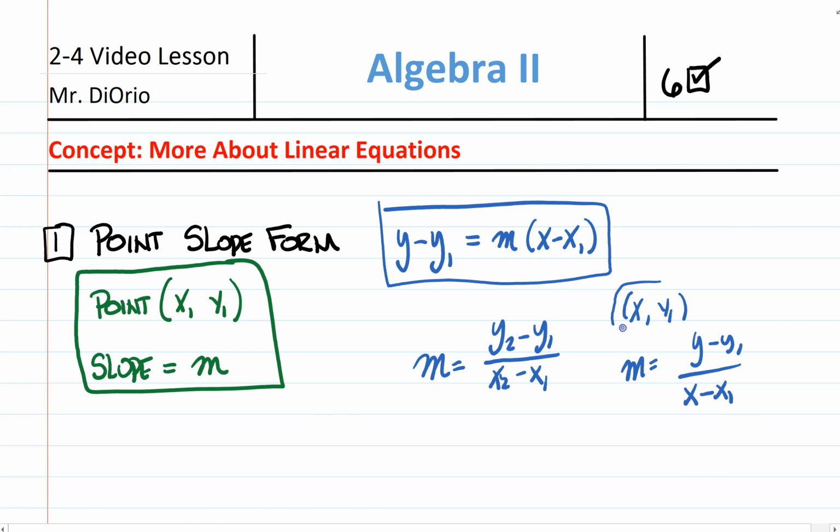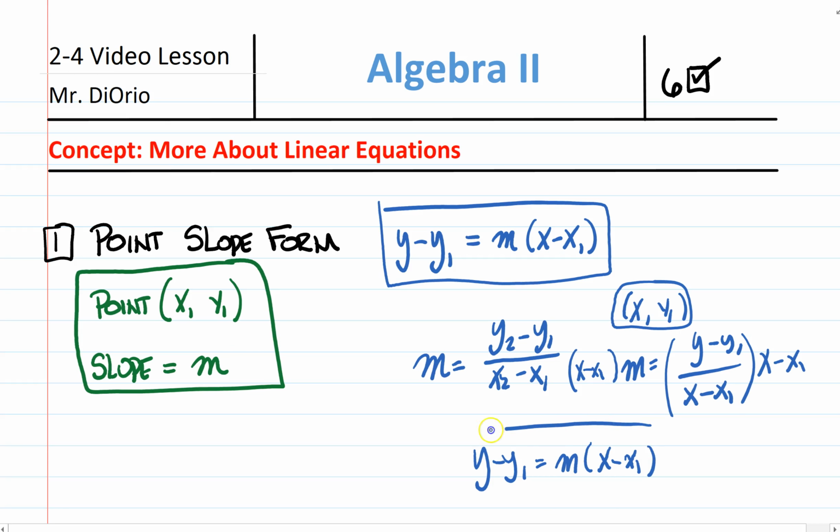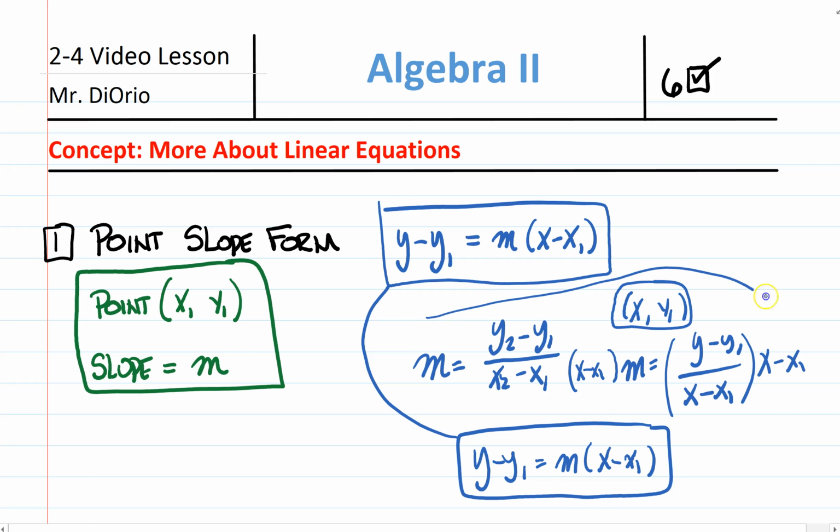So you're only given one single point, and x and y can be any other point on the whole line. If I multiply both sides of this equation by x minus x1, you see that you get y minus y1 is equal to m times x minus x1. And that's exactly what point slope form is. All this stuff right here is just the algebra to support where it comes from.